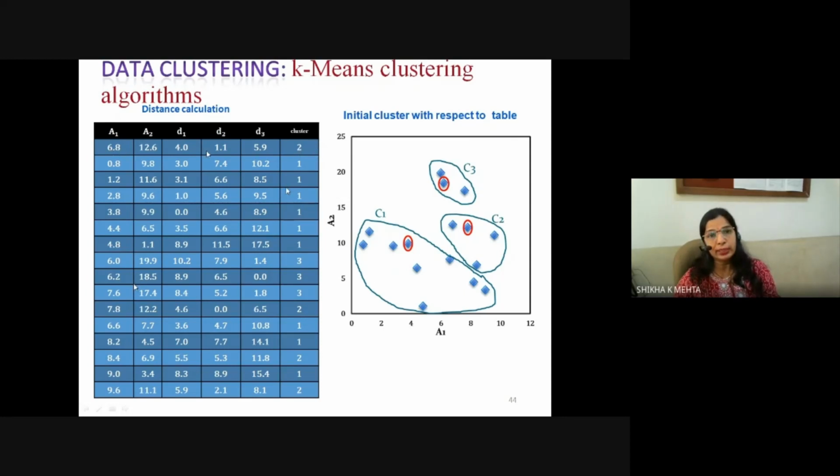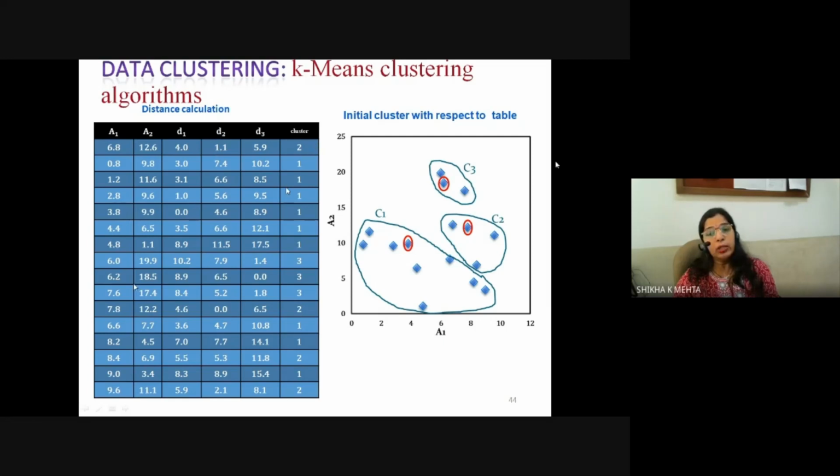we are computing the distance. So distance means lesser is better. So here you can see 4, 1.4, and 5.9. Since 1.1 is the minimum distance of this data point to cluster 2, this data point is assigned cluster number 2. So similarly, we have assigned the various clusters to these data points.